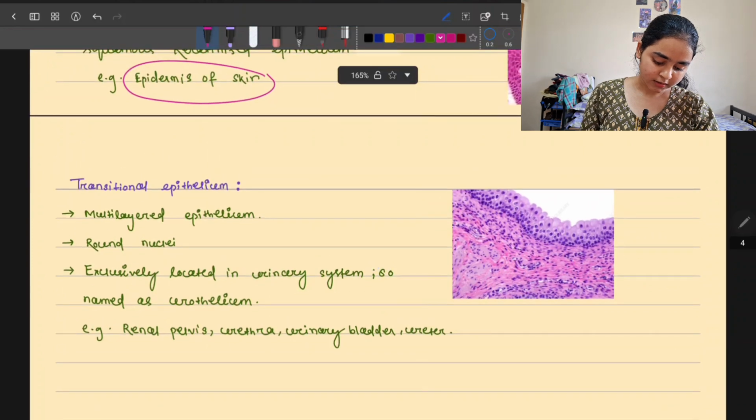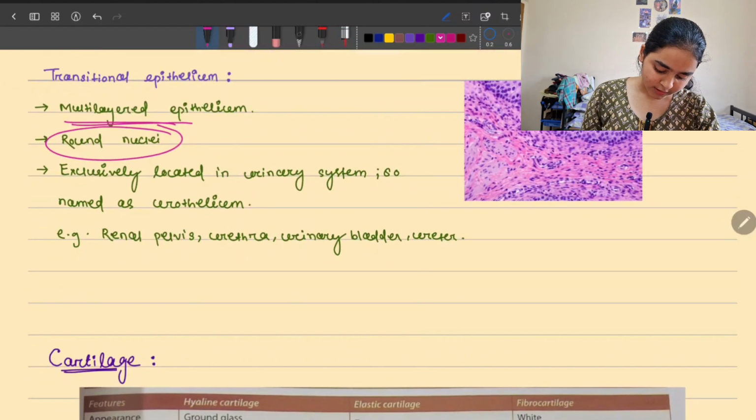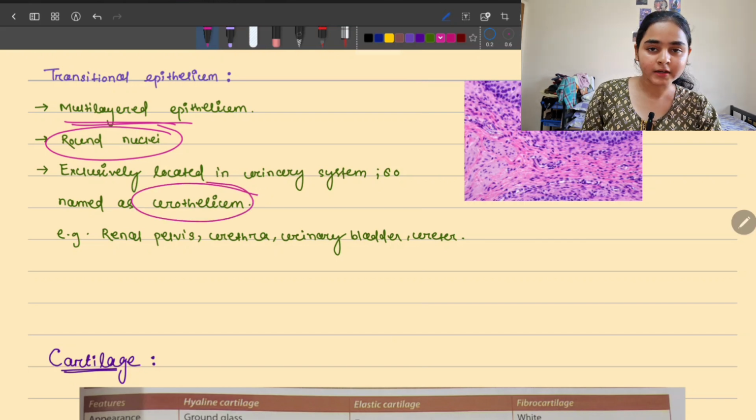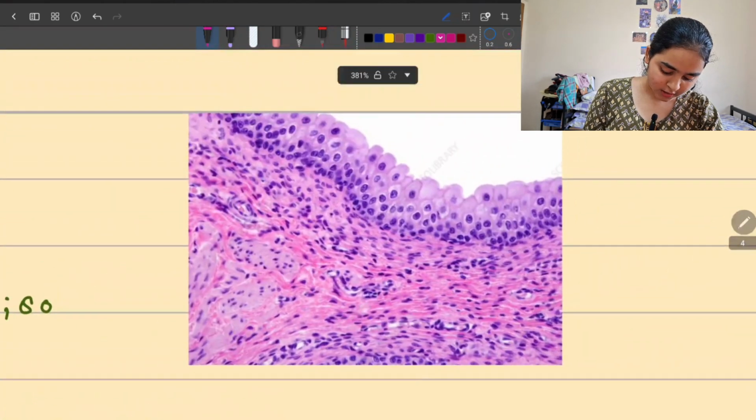Next, coming to the transitional epithelium. The transitional epithelium is a multi-layered epithelium with round nucleus, and it is exclusively located in the urinary epithelium. So it is also known as the urothelium. Remember, it is very important. It is asked in the exams also. The transitional epithelium is also known as the urothelium.